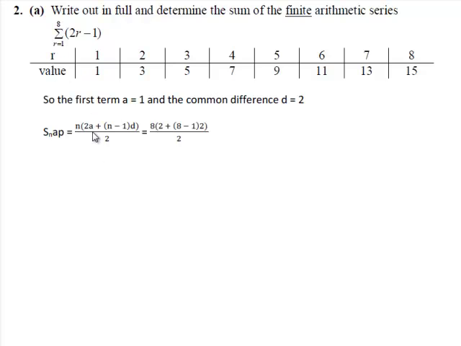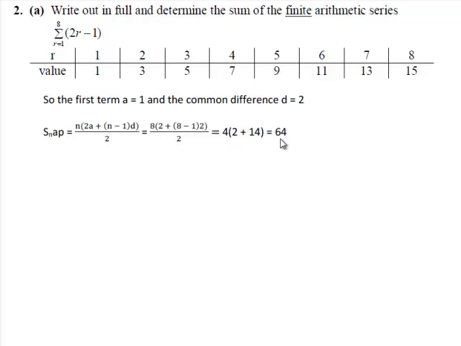We'll do a bit of cancelling there. That 8 can be cancelled with that 2, so we get a 4 there. 8 minus 1 is 7, so we can write 2 plus 14. 2 plus 14 is 16, times 4 is going to give us a value of 64.